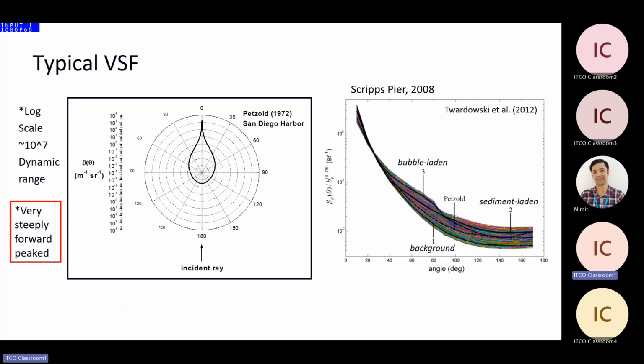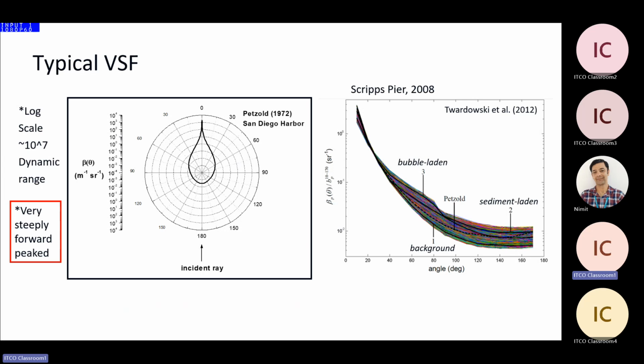So as both Zhongping and Darius mentioned, the VSF is very, very forward peaked. So this is a polar plot. I like looking at the VSF sometimes in this format. Each ring here is an order of magnitude. The incident ray is coming from the bottom and it's scattered in the center. And then this is the distribution of intensity. But you can see many orders of magnitude peaked in the forward direction relative to the backward direction.